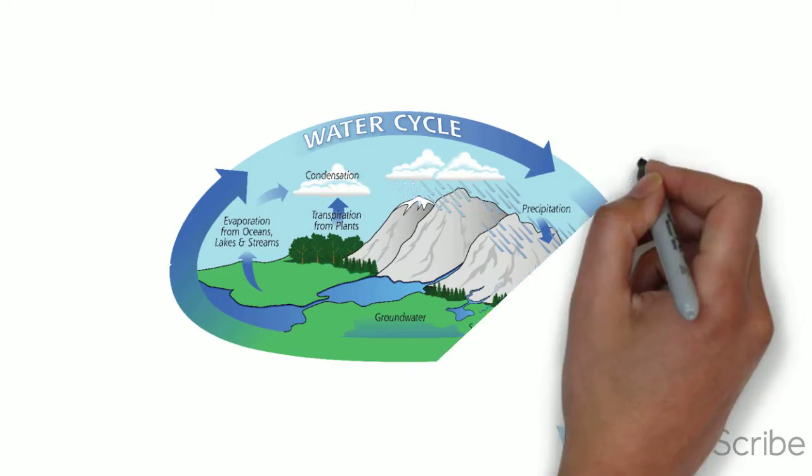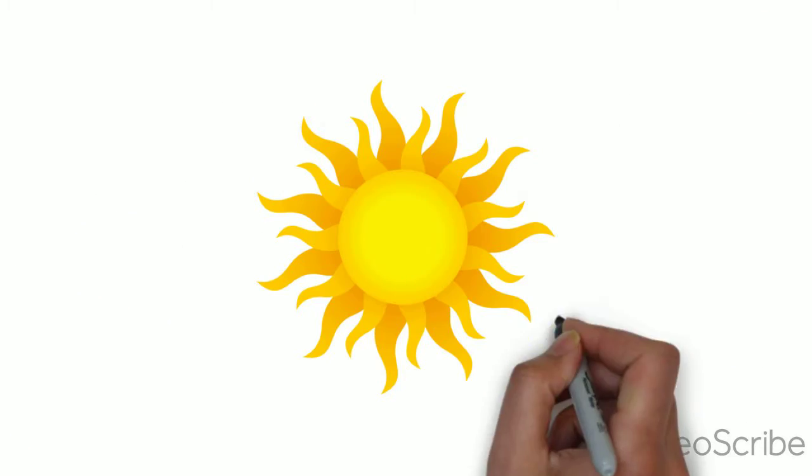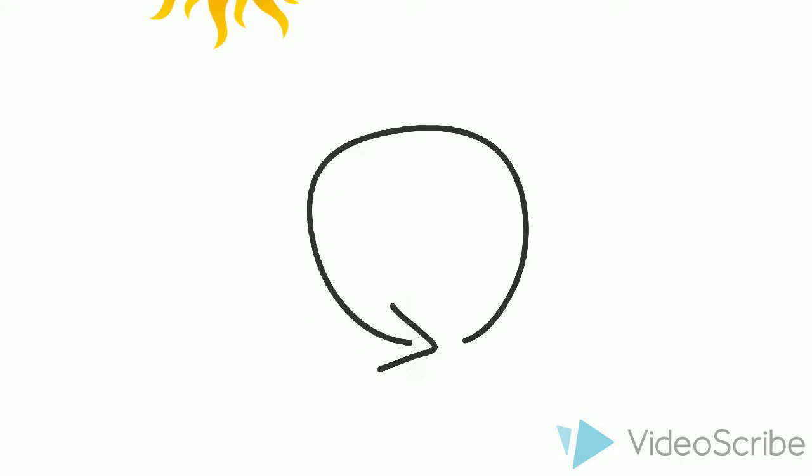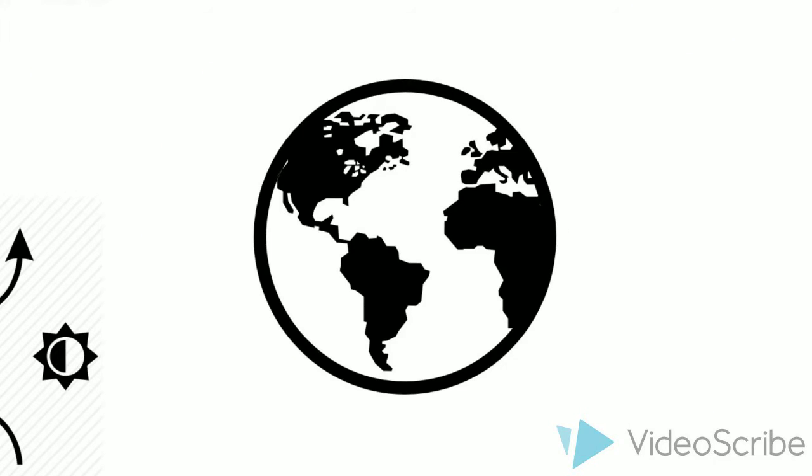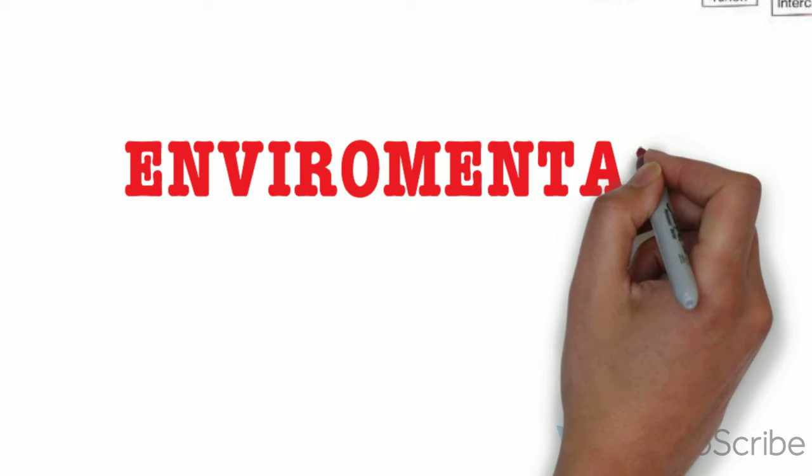The water cycle is powered by the sun's energy and by gravity. The sun kickstarts the whole cycle by heating all Earth's water and making it evaporate. Gravity makes the moisture fall back to the Earth. The environmental issues associated with the hydrological cycle.